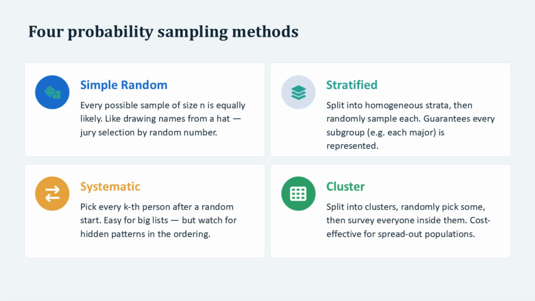So there you have it, 4 probability sampling methods and 4 slightly different tools. Simple random sampling, stratified sampling, systematic sampling, and cluster sampling. And next, we're going to focus on the 2 methods that people confuse the most: stratified sampling and cluster sampling.